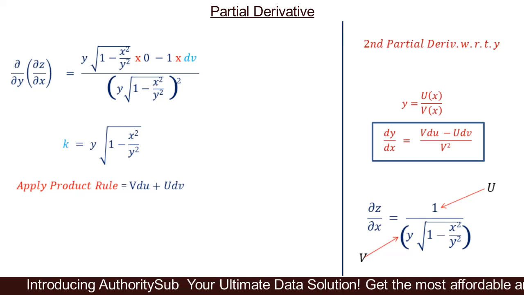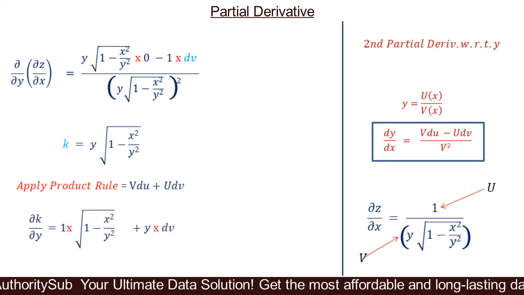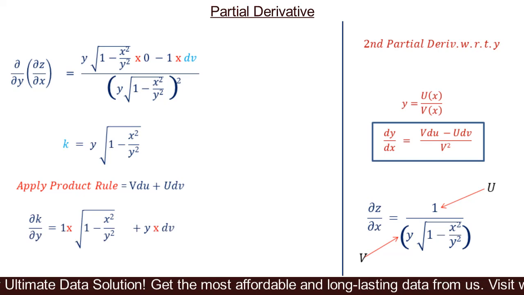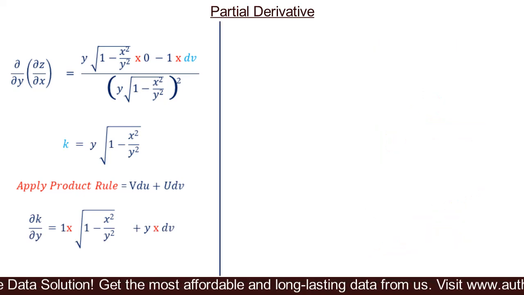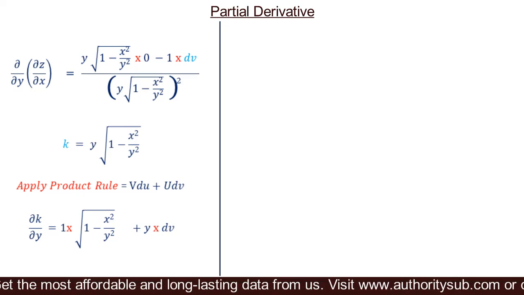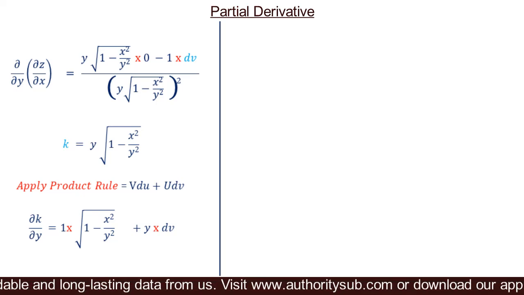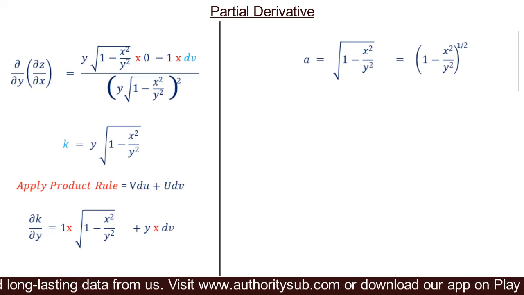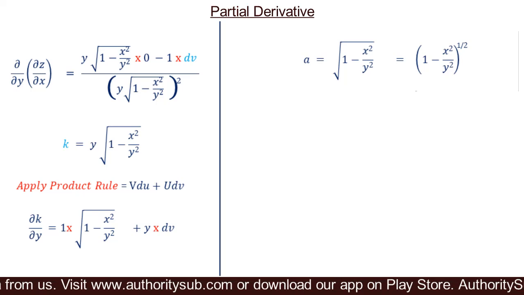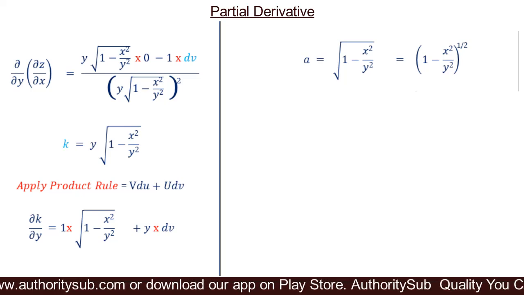Okay, now let's go. When we differentiate y with respect to y, it's going to give us 1. Then multiply by square root of 1 minus x squared all over y squared, plus we have y multiplied by, when we differentiate square root of 1 minus x squared all over y squared, let's differentiate that. So differentiating square root of 1 minus x squared all over y squared, we are going to say let a equal to the square root, right? Now, and it's the same thing as saying 1 minus x squared all over y squared all in bracket raised to power 1 all over 2.